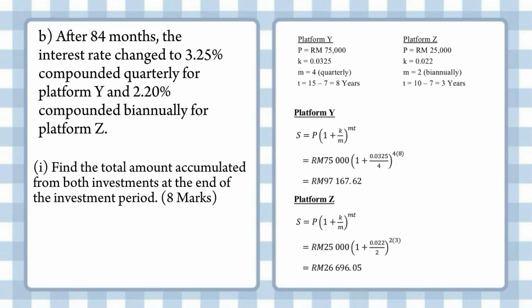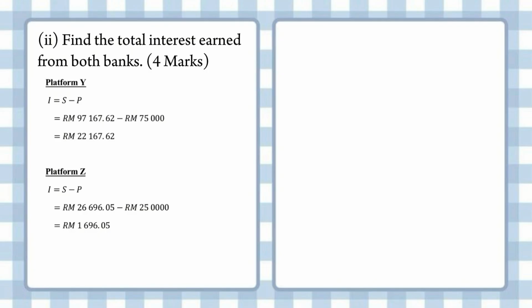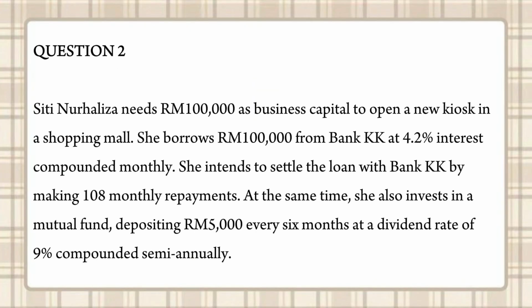Then we substitute our information into our formula. After the calculation, you will get for Platform Y 97,167.62. For Platform Z, you will get 26,696.05. Question 2. Find the total interest earned from both banks. The formula we're going to use for this one is I equal to S minus P. We use the answers we got from question 1. After the calculation, for Platform Y you will get 22,167.62, and for Platform Z, you will get 1,696.05.